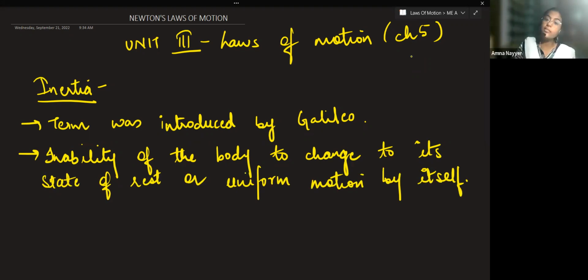If some external force gets applied, or somebody pushes me or pulls me back, then even if the vehicle is moving, I tend to move backwards only. Fine, because that was an external force. But naturally, what will happen? Our body tends to move forward. So the things that occur naturally without any force, by itself, that property we say inertia.